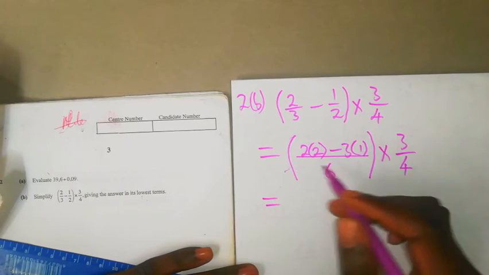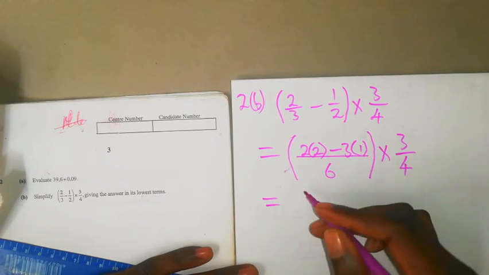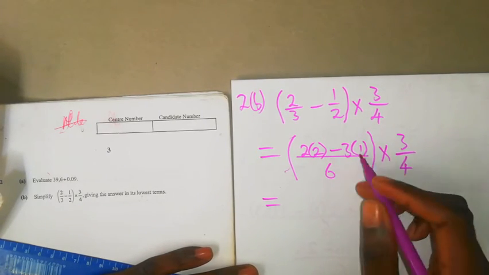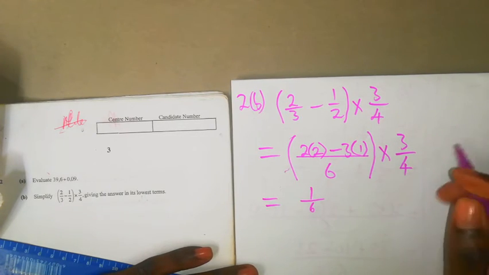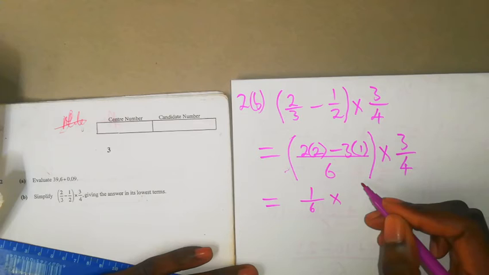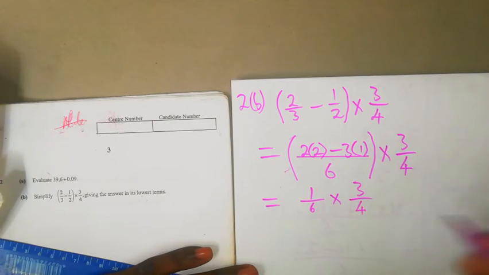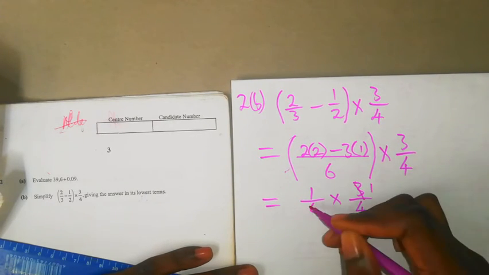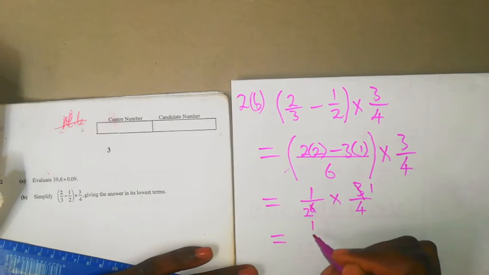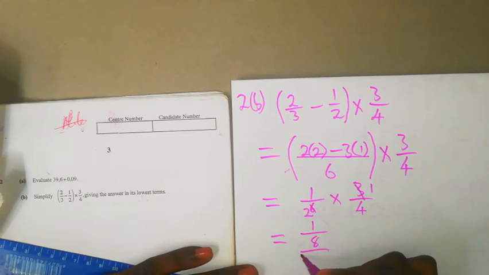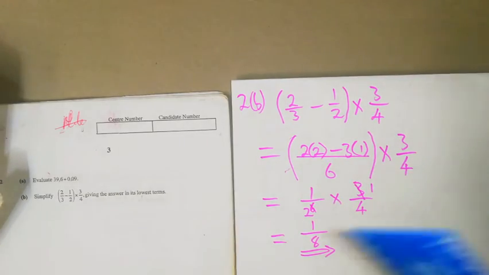Then it's equal to 2 times 2 that's 4, 4 minus 3 that's 1 over 6. So I'm going to have my 1 over 6. I'll ignore the bracket, then it times 3 over 4. Then I'll cross divide here, 1, 2. So my final answer is equal to 1 over 8. That is my final answer.